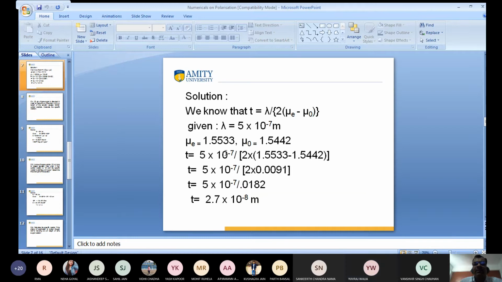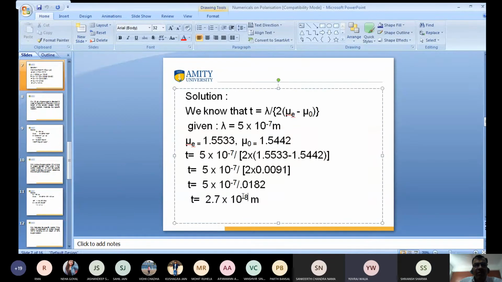5 into 10 power minus 7 divided by this. Well, this is correct. In the second last step, where the division takes place, the last calculation, what is this value? It will come 274 something, sir. 274 into 10 to the power minus 7. Then we'll convert it to 2.7 into 10 to the power minus 5.